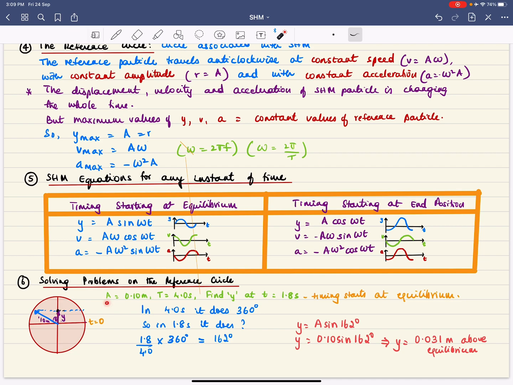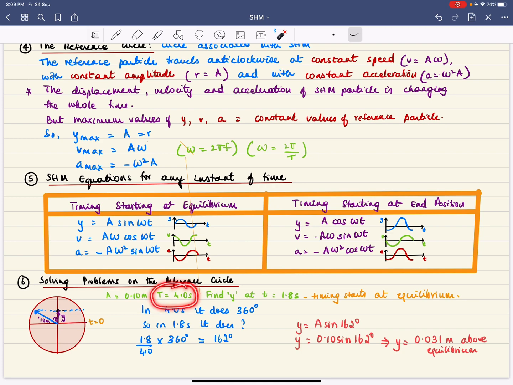If the amplitude is 0.1 meters and the period is 4 seconds, this is my big hint: if you're given the period and frequency, the rest of it becomes dead easy. What we're trying to find out is the displacement when timing starts at the end, at the equilibrium position, and the displacement when time is 1.8 seconds. So this is how I go about it.